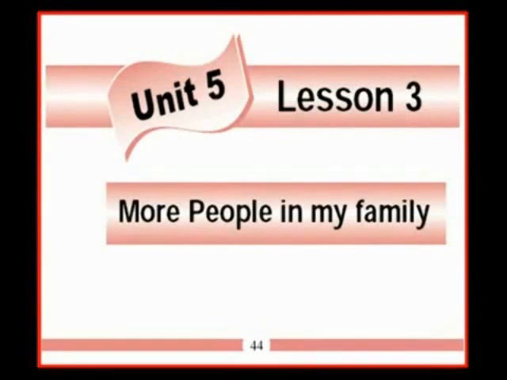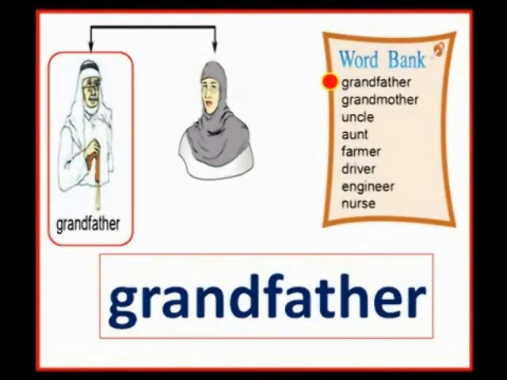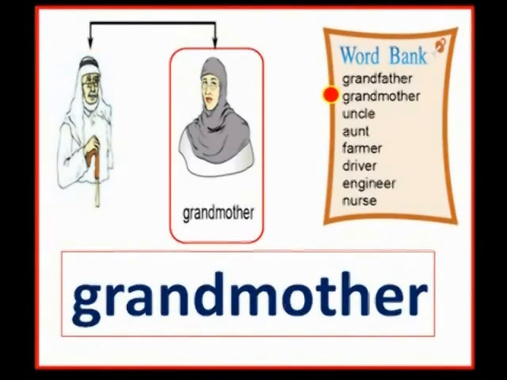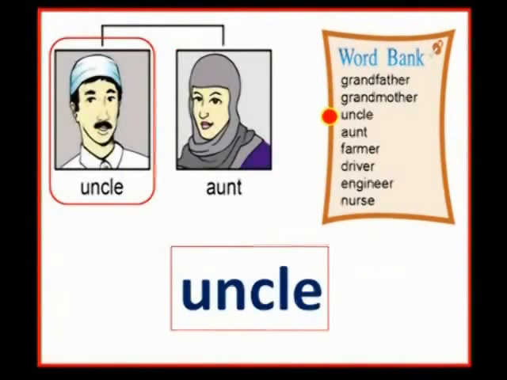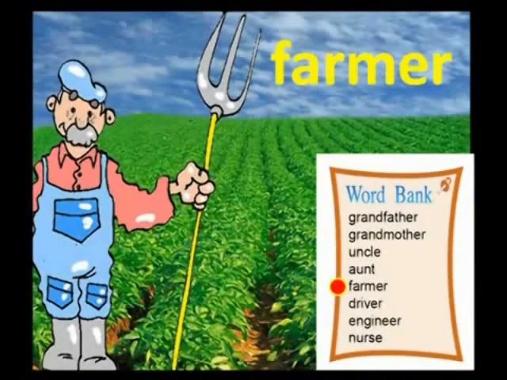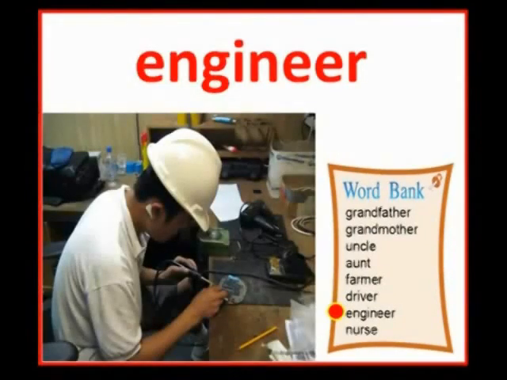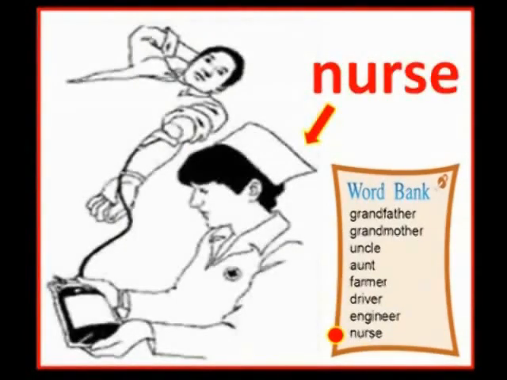Unit 5, Lesson 3, page 44. Vocabulary. Grandfather. Grandmother. Uncle. Aunt. Farmer. Driver. Engineer. Nurse.